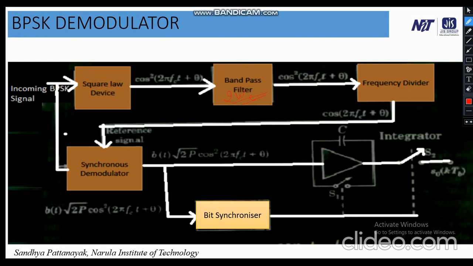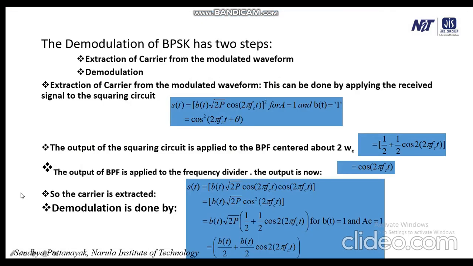Let us look into the equation. The output of the squaring circuit is applied to the band pass filter set at about 2 omega c. If I expand the output of the squaring circuit, we get half plus half cos 2 multiplied with 2 pi fct. So we allow the frequency centered about 2 omega c, that is, we allow only cos 2 omega ct, and all the DC terms are removed.